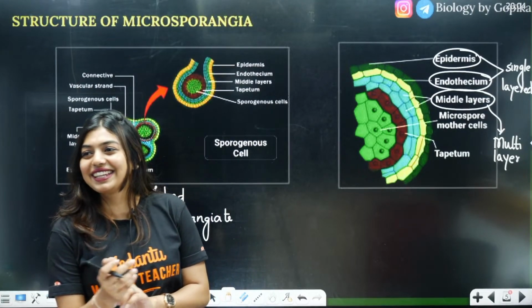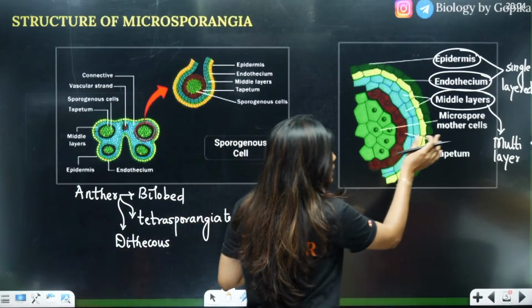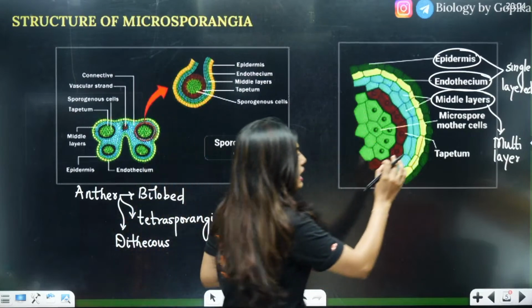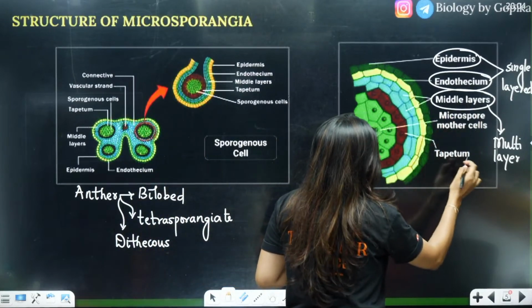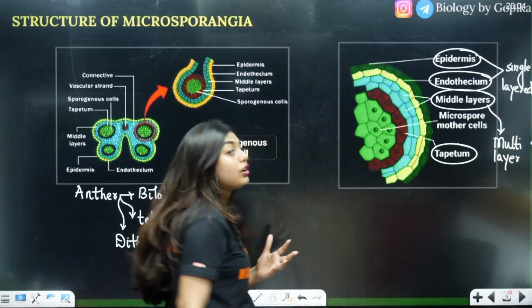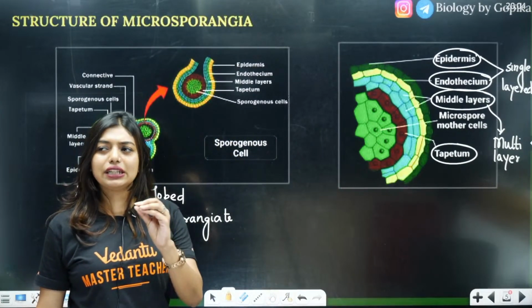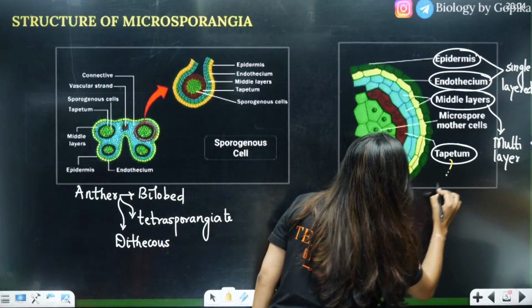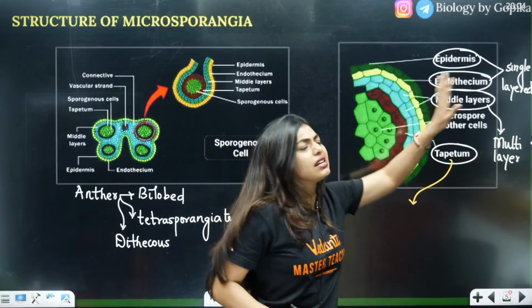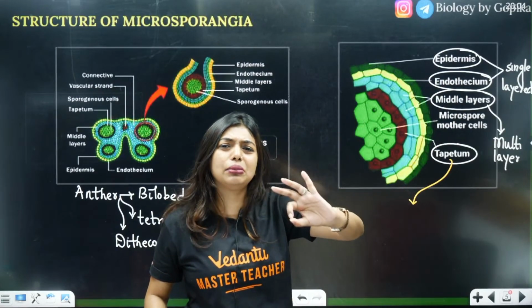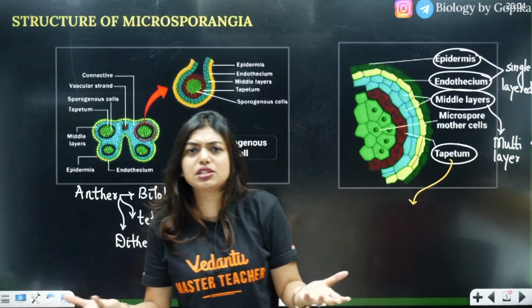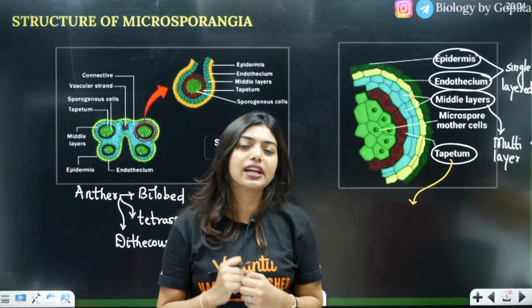Now, next, students, as I told you, there is sporogenous tissue in the middle, no? But then there is a very important layer after the middle layer, which is called the tapetum. About tapetum, you have to learn a little. These three layers, epidermis, endothelium and middle layer, are going to protect, and they are also going to help in dehiscence. Dehiscence means what? When the anther has pollen grains inside.